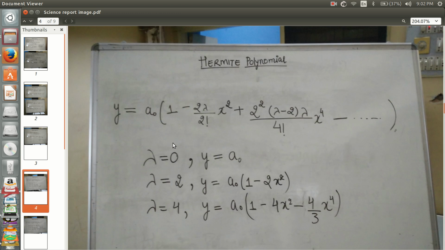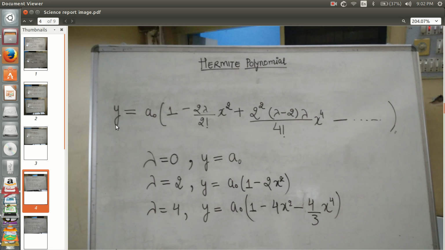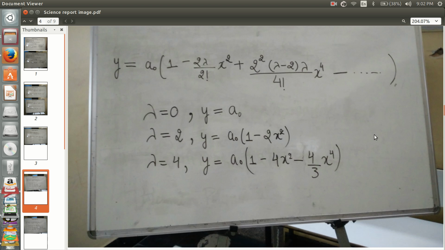Now we can write our y, taking the values of n as even numbers, as y equals a0 times 1 minus 2λ upon 2 factorial x squared, similarly x to the power 4, and this will continue for the even powers of x, alternately getting the minus and plus signs. For the value of λ equals 0, we get y equals a0. For λ equals 2, we get this as the y, and similarly for λ equals 4, we get this as y.